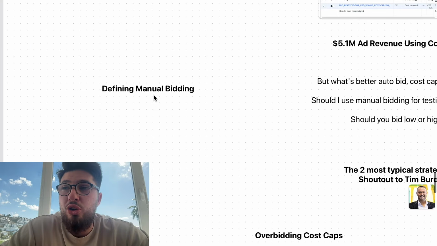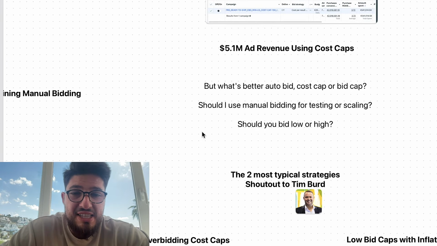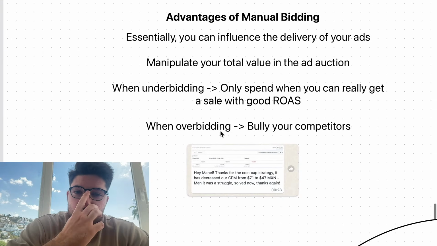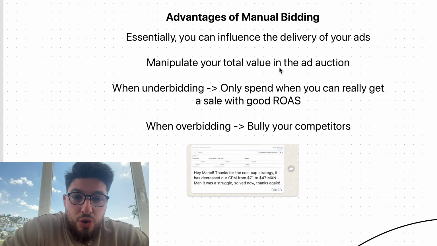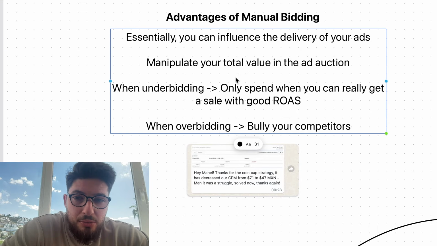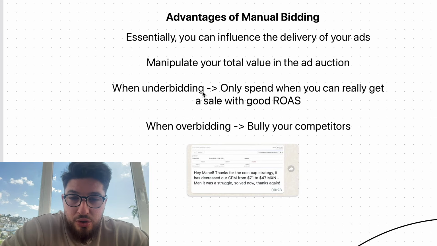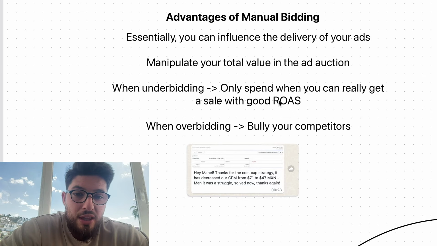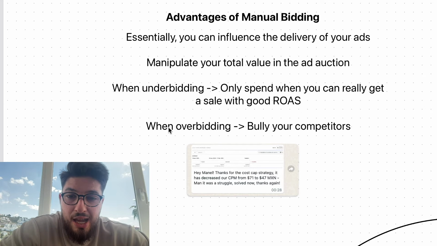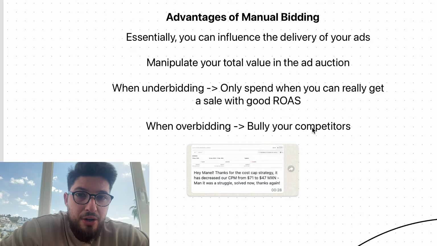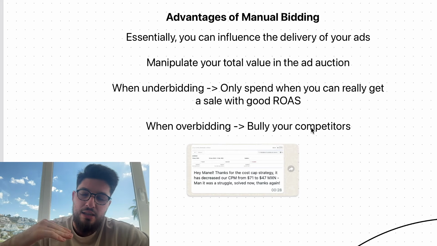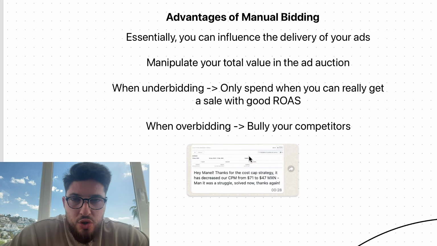I'm not going to say you're going to control how much you pay for a purchase, because that's actually not real. But it kind of allows you to do that a little bit. So you can manipulate your total value in the ad auction, and this is extremely valuable. When you're underbidding, so you're putting a very low cap, you will only spend when you can really get a sale with a good ROAS. That's nice. And when you're overbidding, you will bully your competitors in the auction, because you tell Facebook, I'm willing to pay so much to get a purchase that you're going to show my ad, no matter what, above any of my competitors. So you kick them out of the auction.